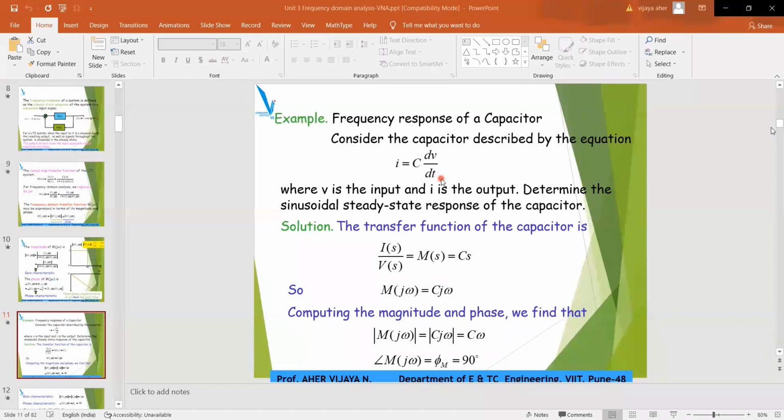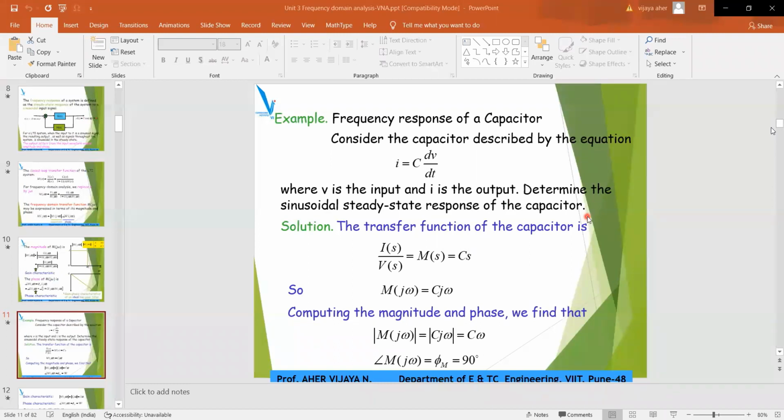Now you have to determine the sinusoidal steady state response of this capacitor. Now you know very well what is response. Here you are going to determine the sinusoidal steady state response of the capacitor. What is the meaning? Input is voltage, output is current in this example, with sinusoidal input. That is the sinusoidal steady state response of the capacitor.